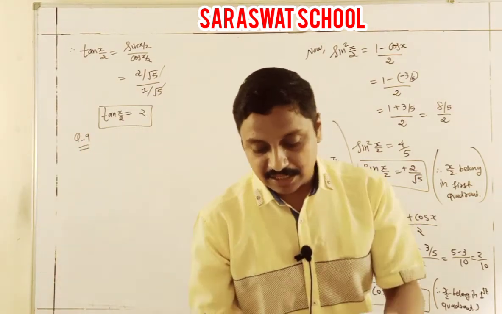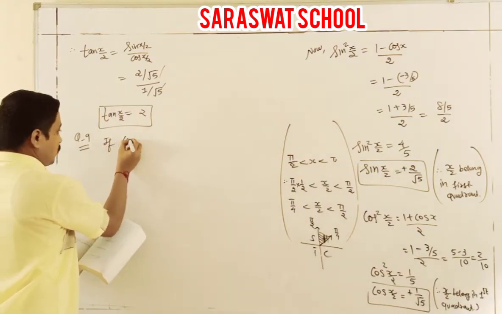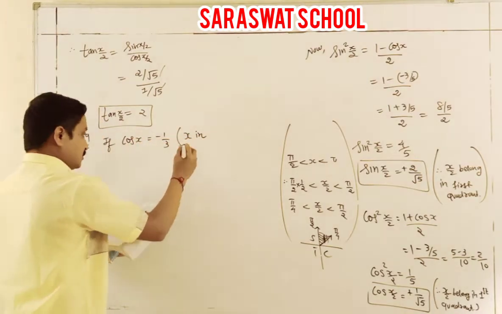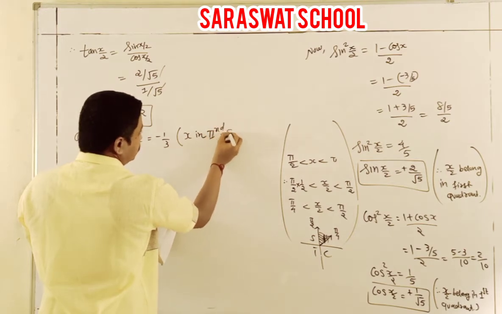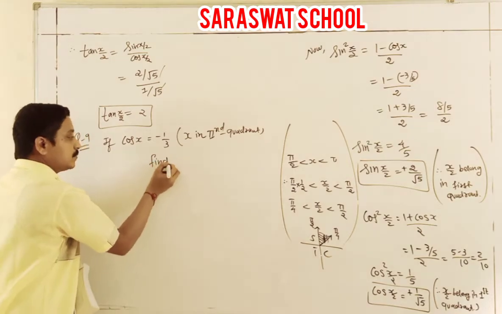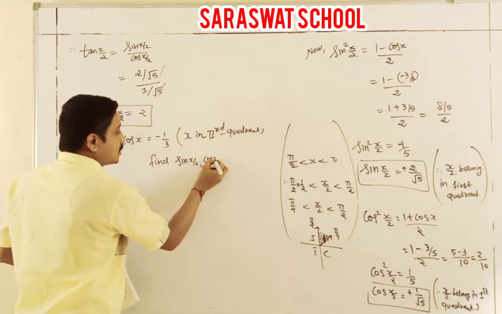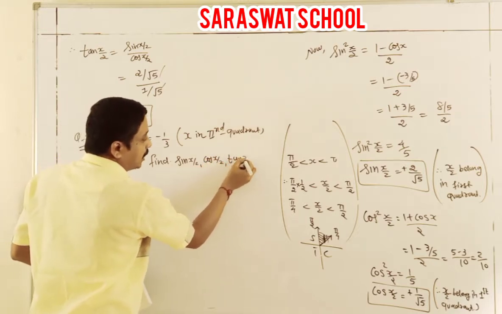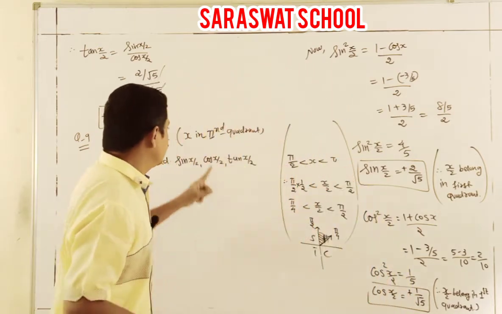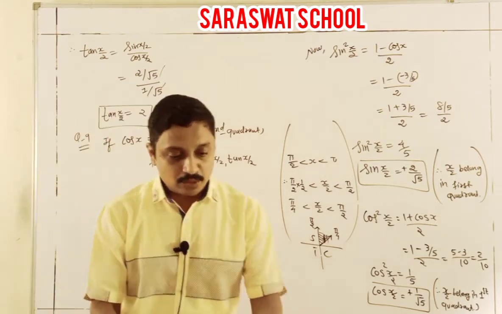Now the ninth is also very simple. The question is: if cos x is minus 1 by 3 and x is in the second quadrant, then also find out, students, your target: sin x by 2, cos x by 2 and tan x by 2. This is a very easy and simple sum. Very simple. Check, second quadrant means you are here again. One more time check my question.